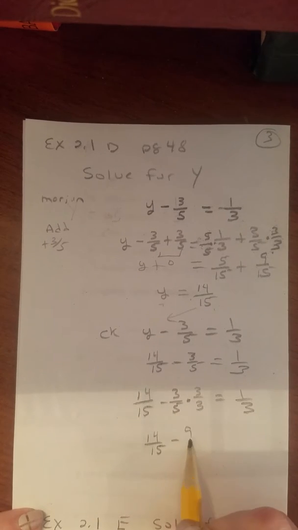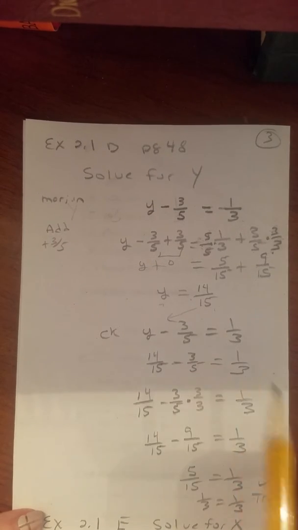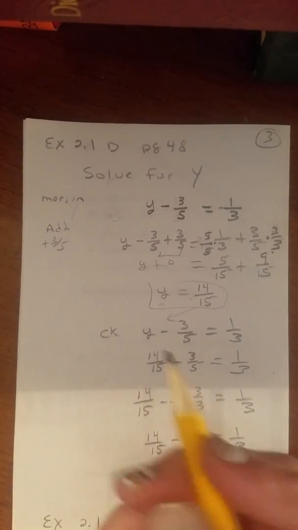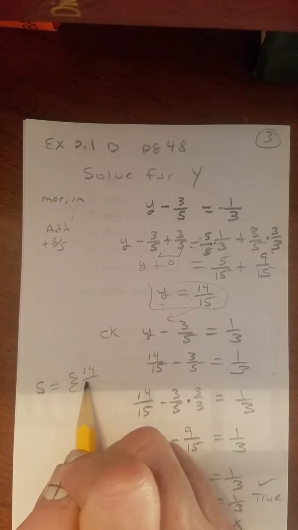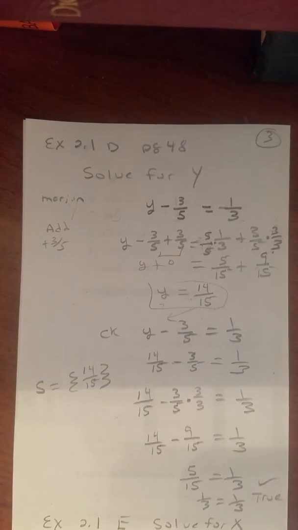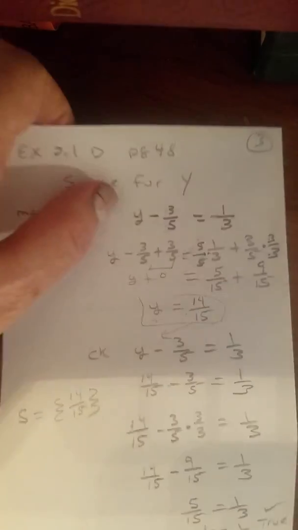3 times 3 is 9/15 and 1/3. Well, 14 minus 9 gives me 5/15. And 5/15 reduces down to 1/3. So this is true. It checked. That means that this is our solution. So I can say the solution set is 14/15. Okay? So don't let fractions scare you any at all.